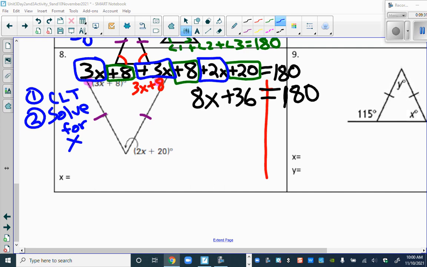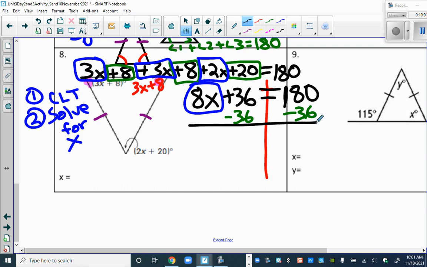All right, here's what happened. 8 times x plus 36 is 180. Well, remember, we have to get the 8x by itself. That's our goal. So we need to move the 36. So what's the opposite of plus 36? Have to subtract 36. Minus 36. I think I know what happened. 180 minus 36 is how much? 144. Good.